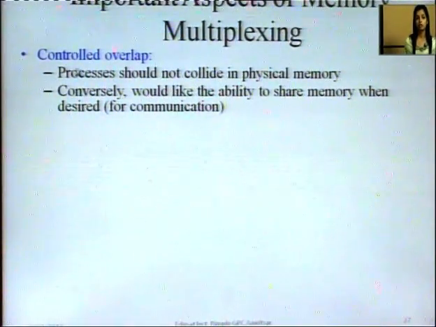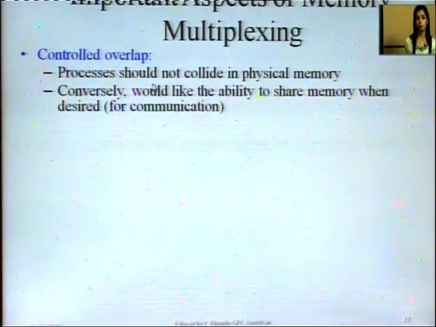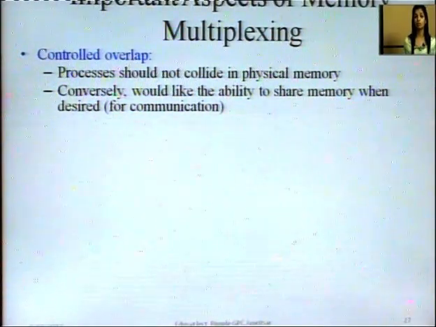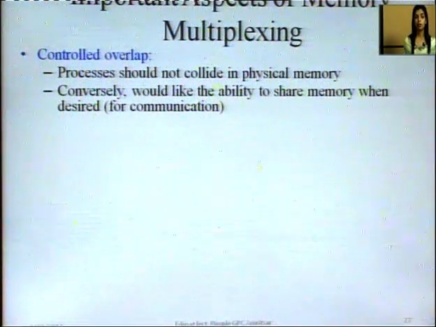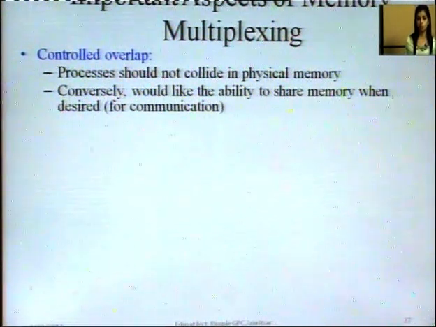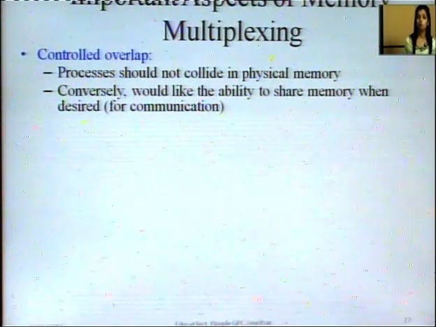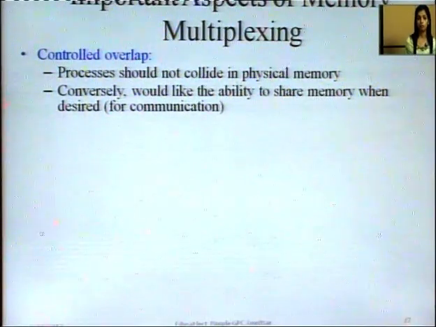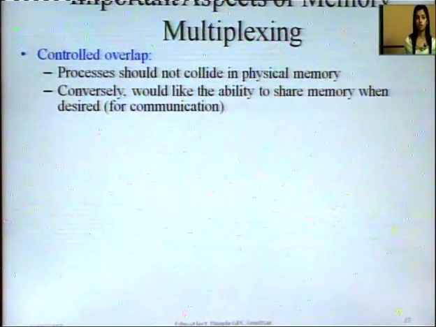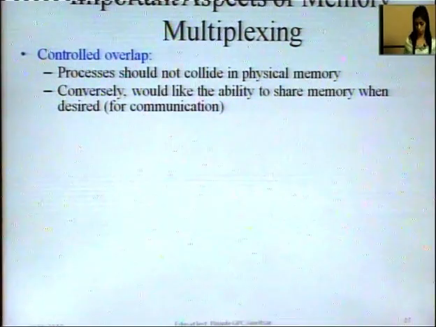First is controlled overlap. Processes should not collide in physical memory. That is the main headache of memory management, so that they do not collide with another process's memory, or there is the ability to share memory when desired. That collision is managed by memory management.